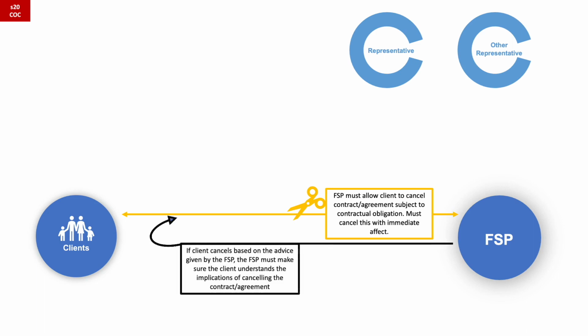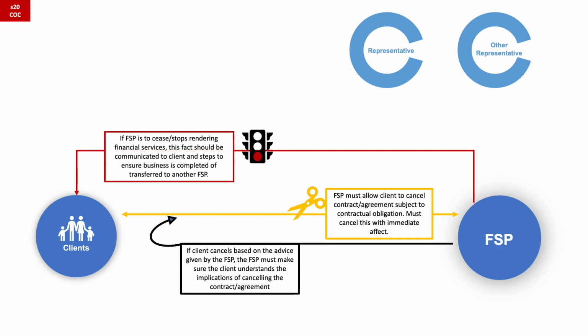If a client cancels an agreement based on the advice given by the FSP, then the FSP must make sure the client understands the implications of cancelling the contract or agreement. If the FSP is to cease or stop operations or rendering of the financial services, then this fact should be communicated to the client and steps need to be taken to ensure that any business is completed or transferred to another FSP.